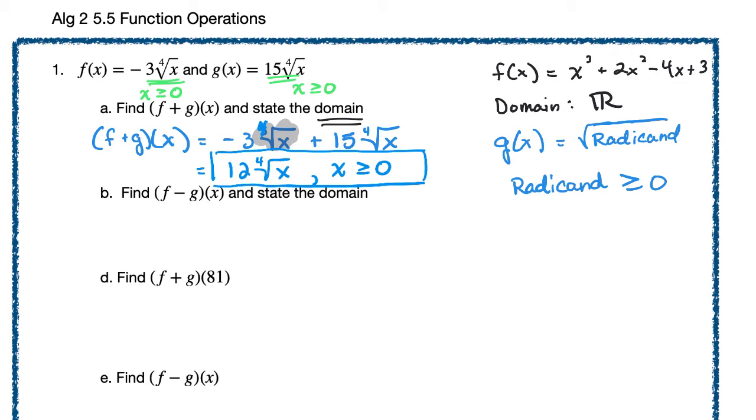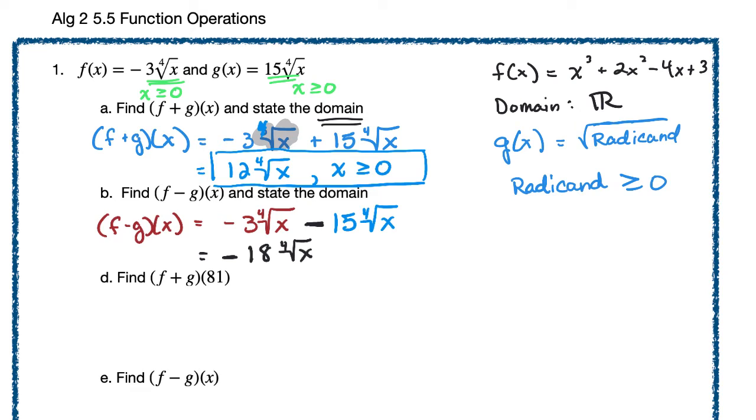For B here, we're doing a subtraction problem. So f minus g of x, we just take f of x, which is negative 3, fourth root of x, and we subtract off, just put a big minus sign there, and we subtract off the g of x, which is 15 fourth root of x. Again, they're like radicals, so we can combine those. I'm at negative 3 fourth roots of x's. I take away 15 more, so I'm at negative 18 fourth root of x. And my domain, again, x has got to be just positive numbers and 0. More specifically, generally, we say just non-negative. Non-negative includes 0.